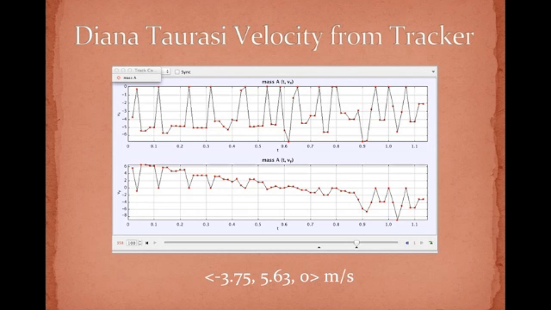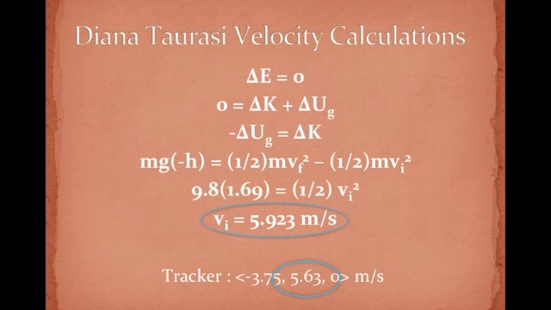By looking at the graphs that Tracker predicts from analysis, we can see the initial velocity of the ball as soon as it leaves her hand. These are both graphs of the velocity versus time in the x direction and the y direction. This value is shown at the bottom. Using the energy principle, we can calculate what we should find to be the initial velocity in the y direction. If we compare this to what Tracker found in the y direction, these values seem fairly close.